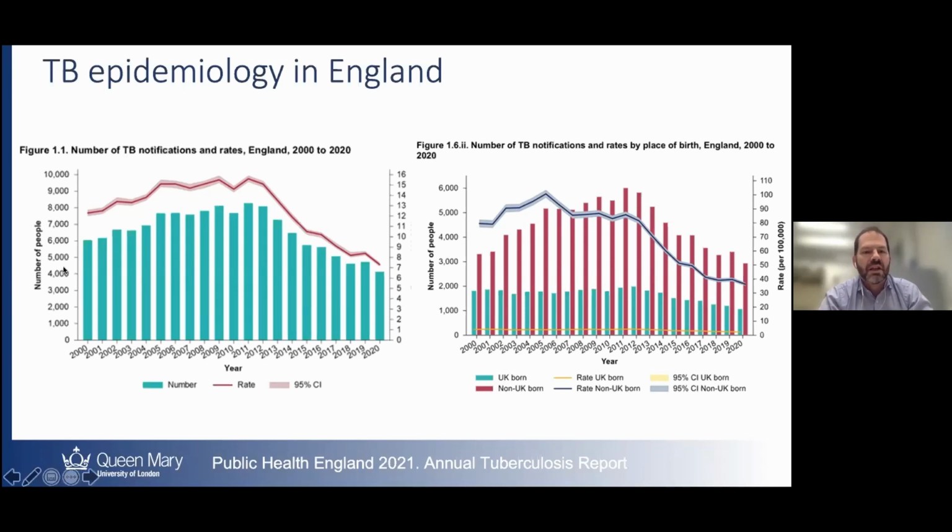You can see here in England the numbers and the rates of TB. It peaked around 2011-12, and from then it basically came down, largely driven, and I'll come back to that, by interventions. You see on the right-hand side, this stratifies the cases and the incidence by UK-born and non-UK-born individuals, and you can see that this is largely driven by the non-UK-born cases. So keeping that in mind.